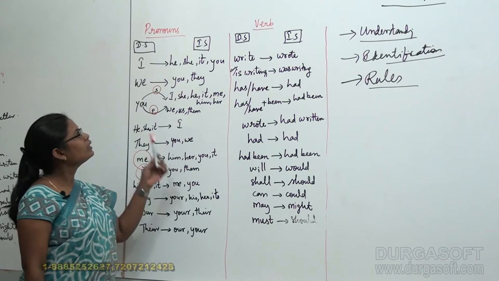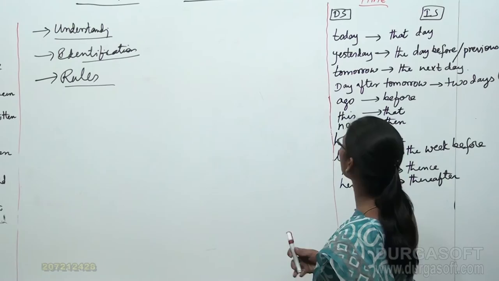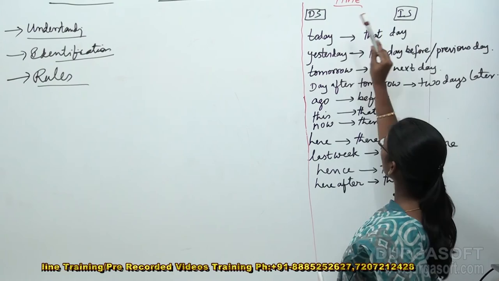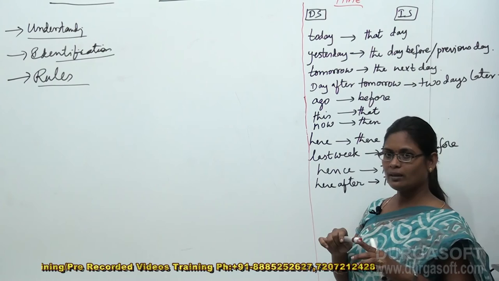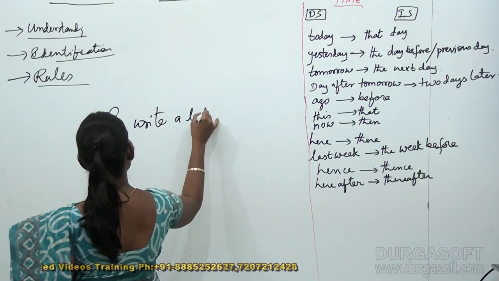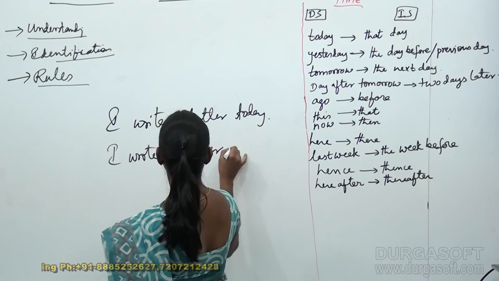Now how about the time? Let us come to verbs later, but first of all try to focus on the time. Even time also changes most of the time. If today is mentioned in the direct speech, today gets converted into that day when it comes to indirect speech. Today, that day. For example, I write a letter today, then it gets converted into I wrote a letter that day.